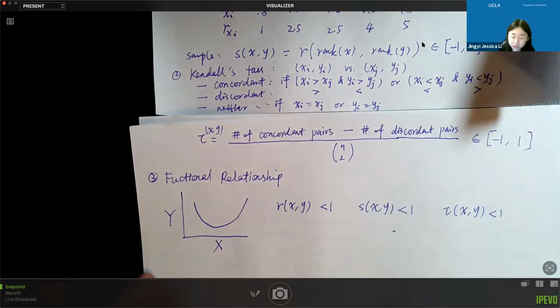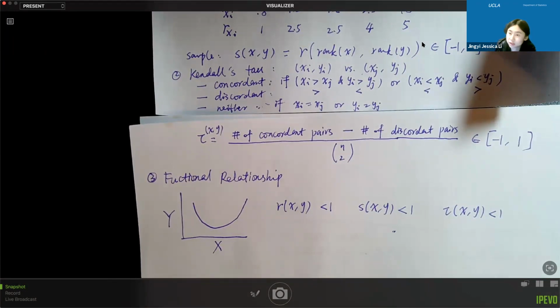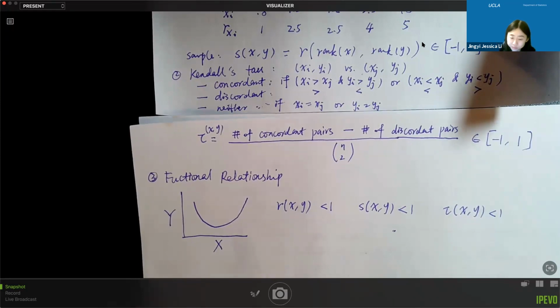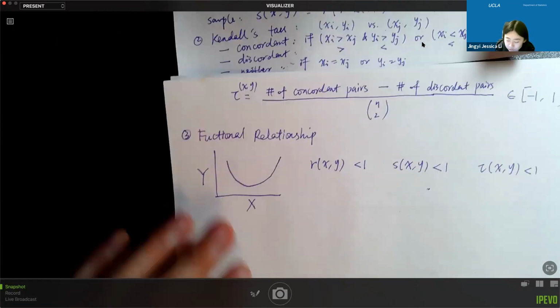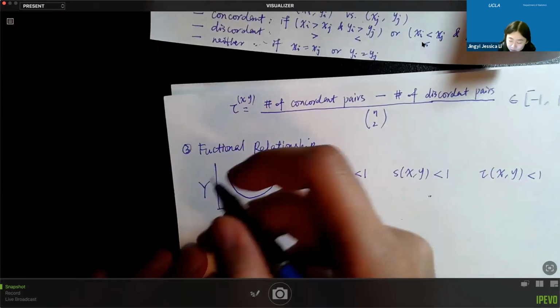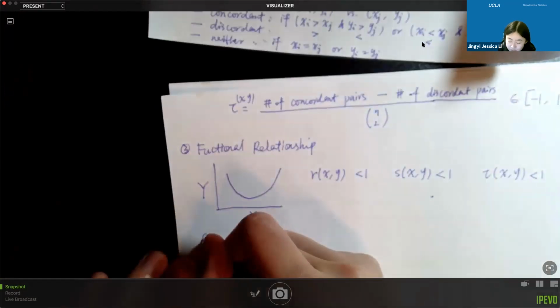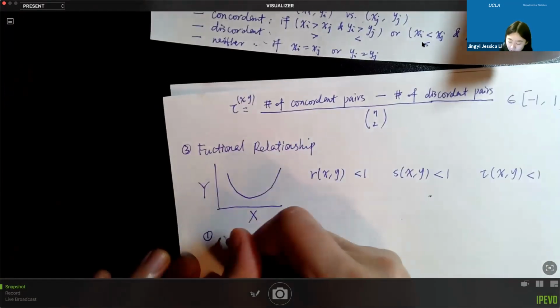But if this relationship is indeed of your interest, then you need another measure to capture it. You want a measure to give you a value of 1. So I'm going to introduce two measures for this. One is called the maximal correlation.